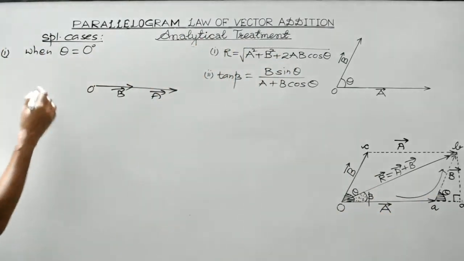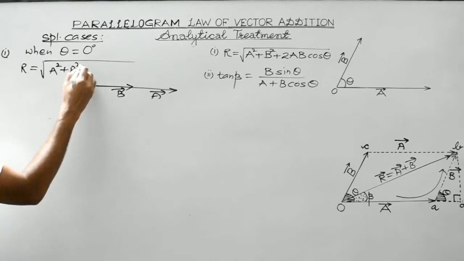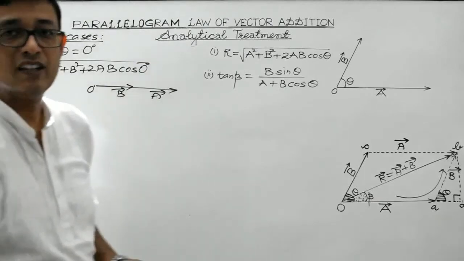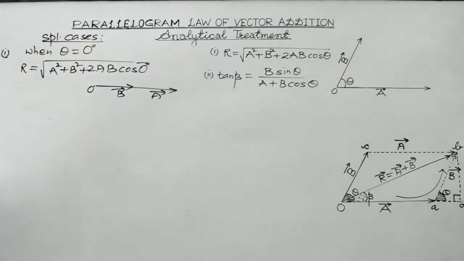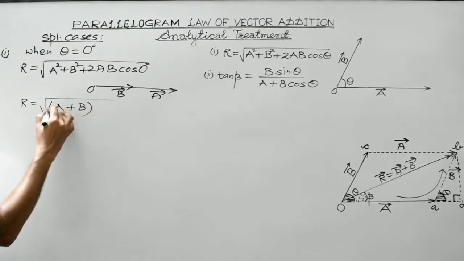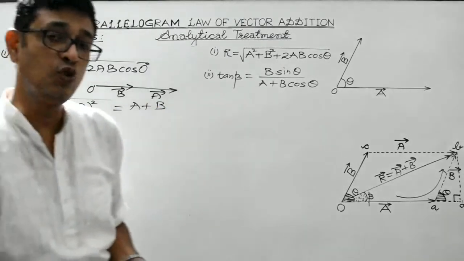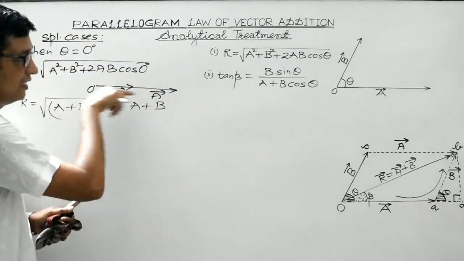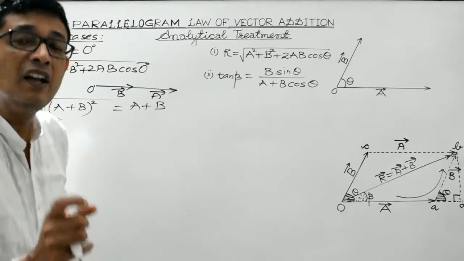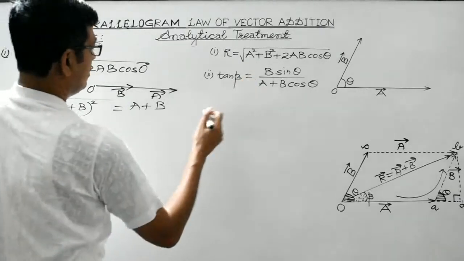So here if you substitute, what will be the value then? Resultant will be given by square root of A square plus B square plus twice AB cos 0. Cos 0, students, it's 1, isn't it? So it will be in the form of A plus B whole square. So resultant would be square root of A plus B whole square, which is equal to A plus B. So simple. What's the conclusion? Whenever the two vectors are acting in the same direction, then the resultant, its magnitude, would be given by the sum of the magnitudes of the two given vectors. Right? What about the direction? Here tan beta.